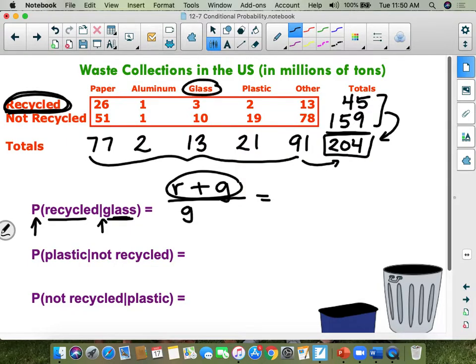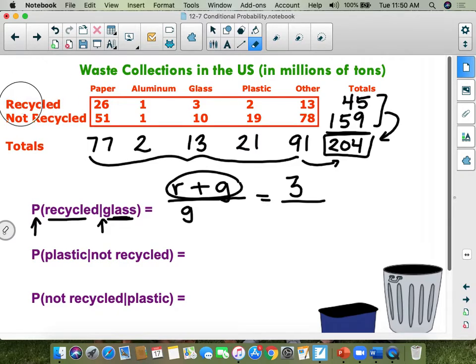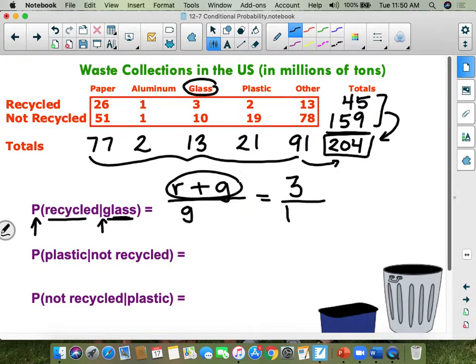And everybody see that it would be 3 on the top, divided by glass only. Glass only. So how many are under glass only? Well, here's glass. And 3 and 10 make 13. It's my final answer, 3/13. So we're going to keep doing this. Let's do the next one.